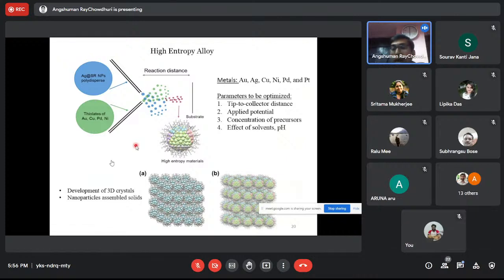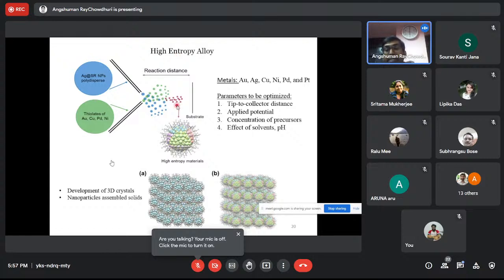So here I want to ask you one question: if bimetallic or trimetallic nanoparticles are possible by this electrospray, then is it possible to get some high entropy alloy by this electrospray? So if we spray gold, silver, copper and palladium, or... what is a high entropy alloy?